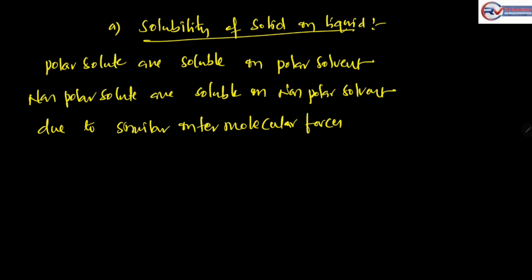Polar solutes are soluble in polar solvent means, for example, sugar is dissolved in water. And non-polar solutes are soluble in non-polar solvent. Non-polar solvents are organic solvents. Organic solutes are soluble in organic solvent. It is due to similar intermolecular forces.